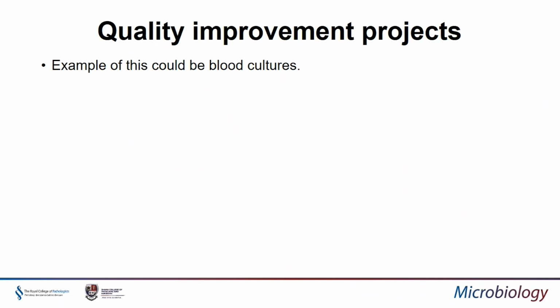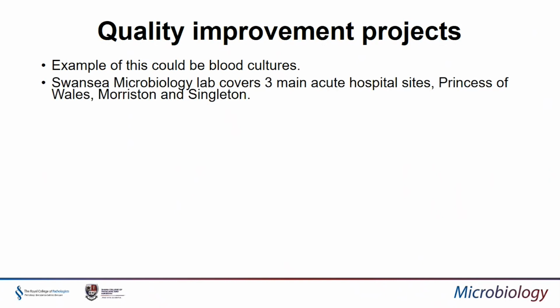Quality improvement projects. A nice little one for this is blood cultures. At the moment, Swansea Microbiology Lab covers three main acute hospital sites: the Princess of Wales Hospital, Morriston Hospital, and Singleton Hospital. Morriston Hospital are our biggest service user, as they're one of the tertiary care units in Wales.